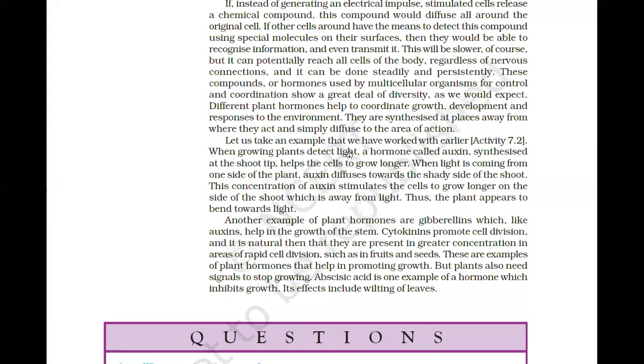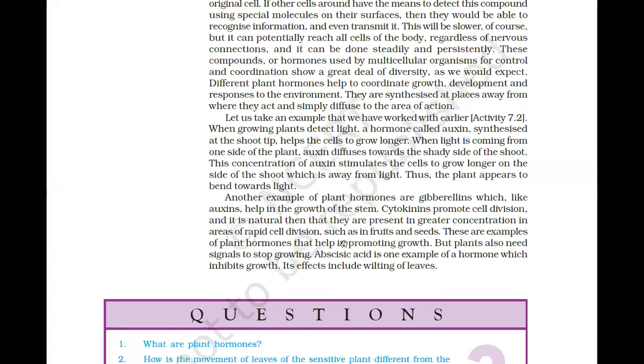Let us take an example that we have worked with earlier. When growing plants detect light, a hormone called auxin, synthesized at the shoot tip, helps the cells to grow longer. When light is coming from one side of the plant, auxin diffuses towards the shady side of the shoot. This concentration of auxin stimulates the cells to grow longer on the side of the shoot which is away from light. Thus, the plant appears to bend towards light.